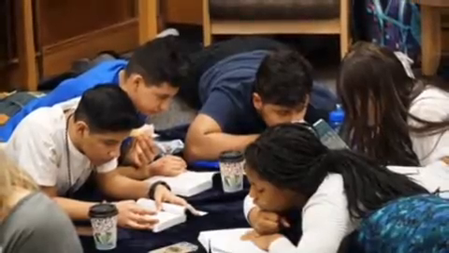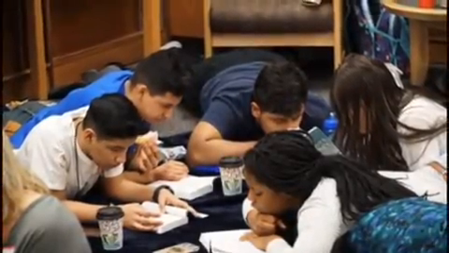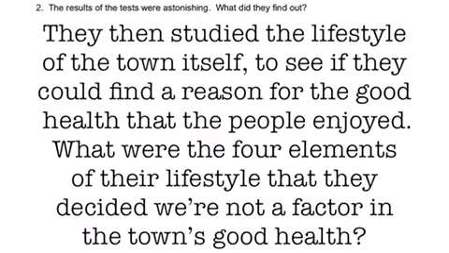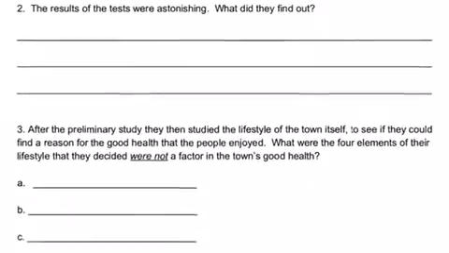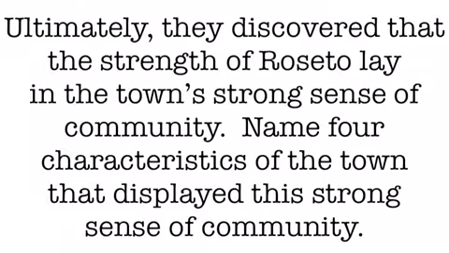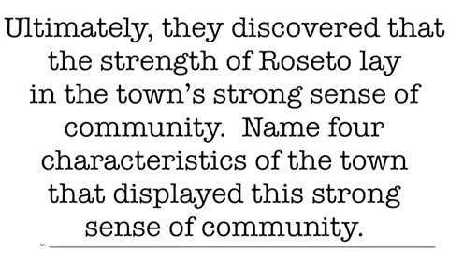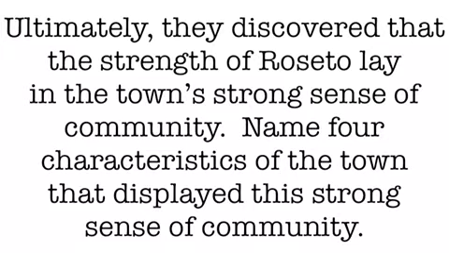By having them find the elements that were not a factor in the town's good health, and then determining those things that were a factor in the town's good health, the reader has to understand the meaning of what is going on and then the inverse of that meaning. This way, the author clarifies his point of view even further by showing what it is and what it is not.